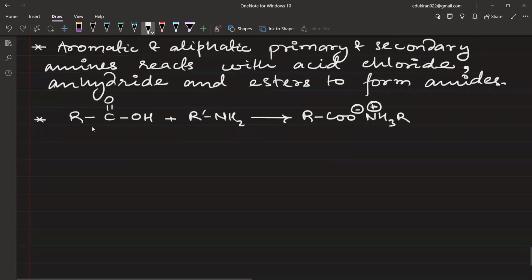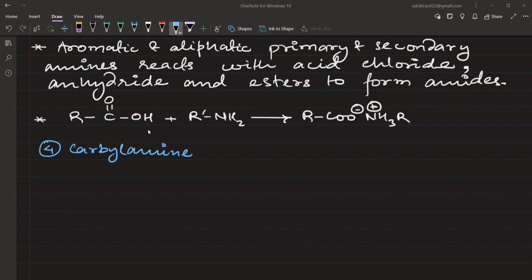लिखिए इसको. After this, you will write carbylamine reaction. So classes till when? कार्बाइल अमीन रिएक्शन के बाद हम छोड़ देंगे आप लोगों को. Carbylamine reaction.